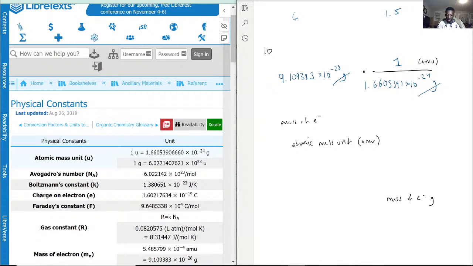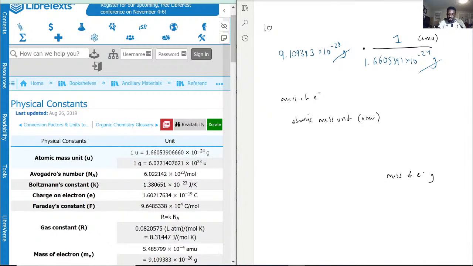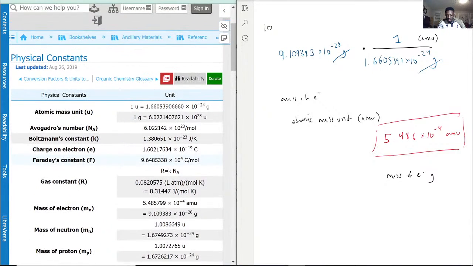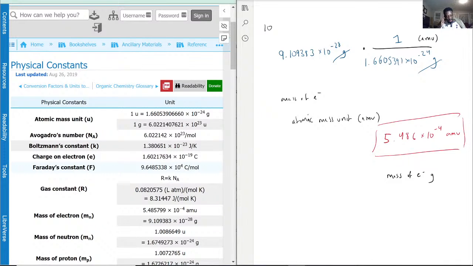10 to the negative 28 minus 10 to the negative 24. So the answer you get is 5.486 around there times 10 to the negative 4 atomic mass units for 1 electron. That is how much it takes up. So funny enough, when you actually now go over to the mass of the electron, what do we get? 5.486. Funny enough, that is the answer right there.